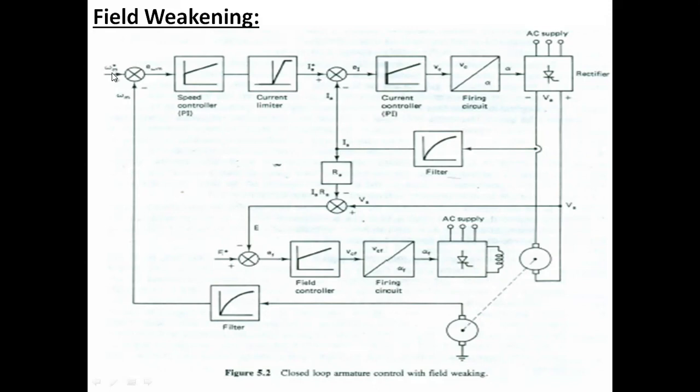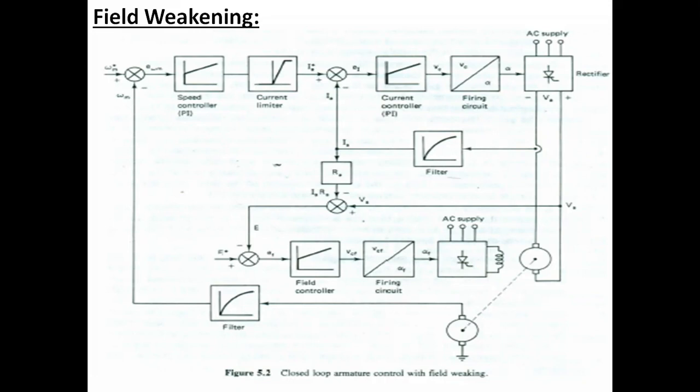This demands some particular speed, and until that speed is attained, the field current keeps decreasing. As the speed error becomes very small, VA is returned to its original value. So speed control above the base speed is obtained by field weakening, and the armature terminal voltage is maintained near the rated value.